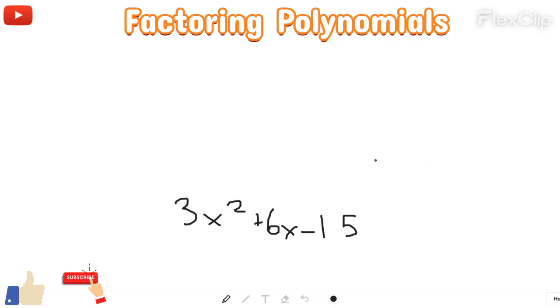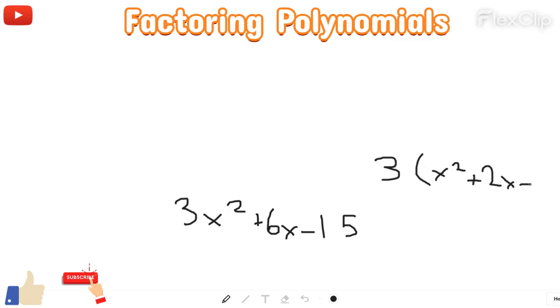So we can write down 3 in parentheses, and then we think, how many times do you have to multiply 3 by to get 3x squared? And the answer would obviously be x squared. Next, we think, how many times do we have to multiply 3 by to get 6x? We simply divide 6 by 3 to get 2, and we add the x.